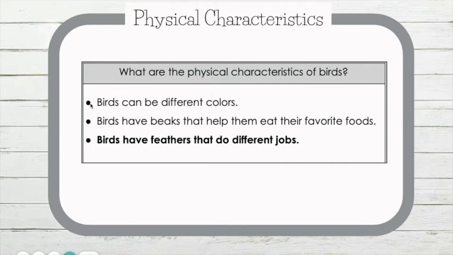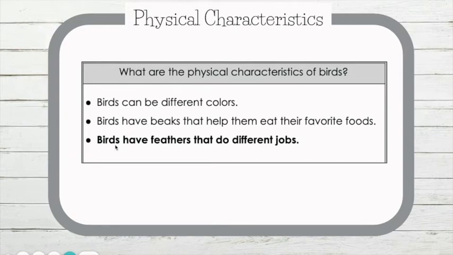For example, we've learned that birds can be different colors. In our big lesson that we did already this week, we learned that birds have beaks that help them eat their favorite foods, right? And today, I'd like to add this bold sentence. Birds have feathers that do different jobs. Show me a thumbs up if you agree that we can add this to our chart. Okay, good. We'll keep this on the physical characteristics of birds chart.